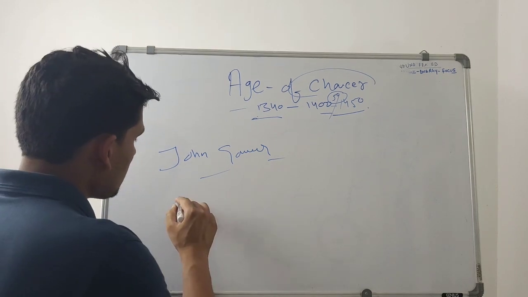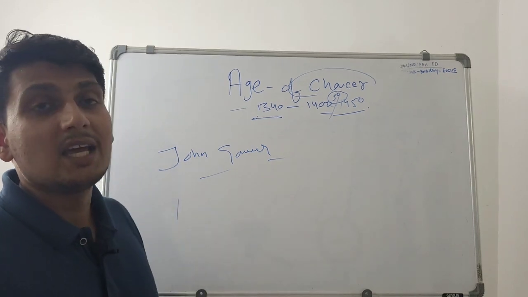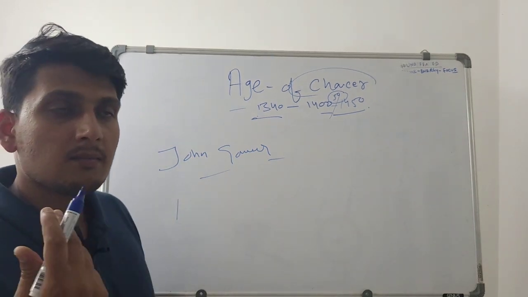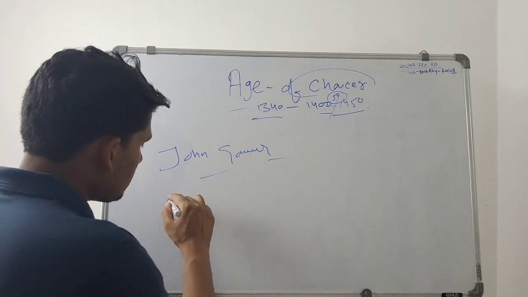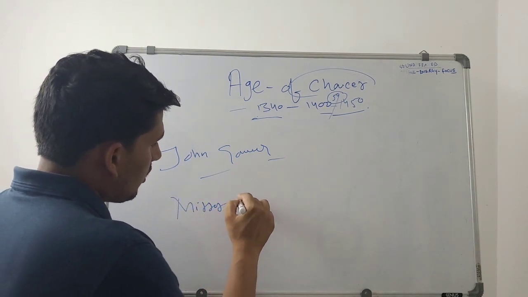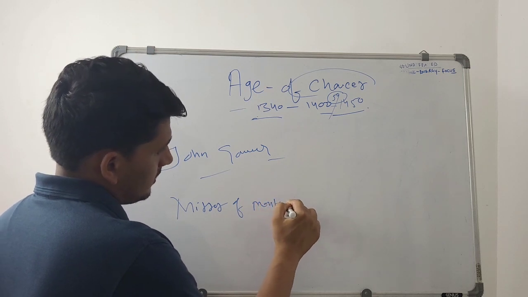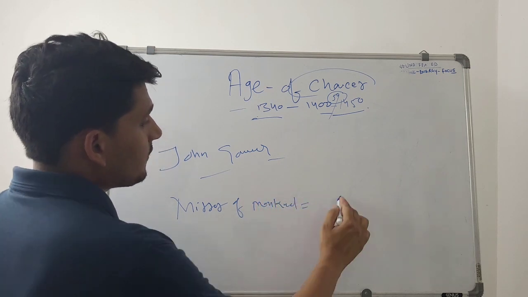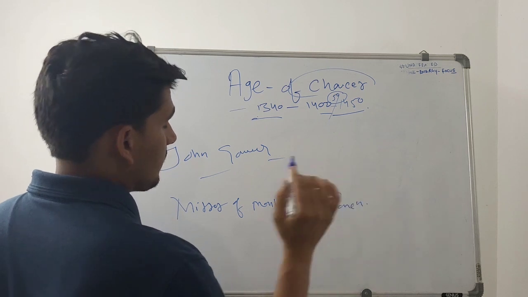The very first one is the Mirour de l'Omme. This is a French work. It means mirror of mankind. This is a work he has written in the French language. This is what you have to remember.